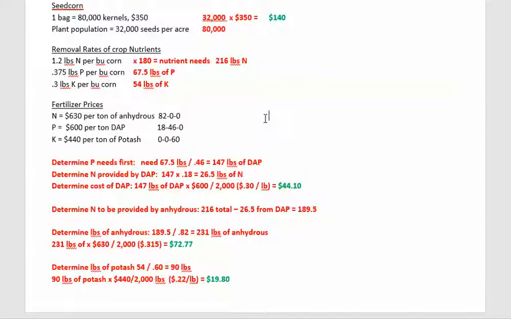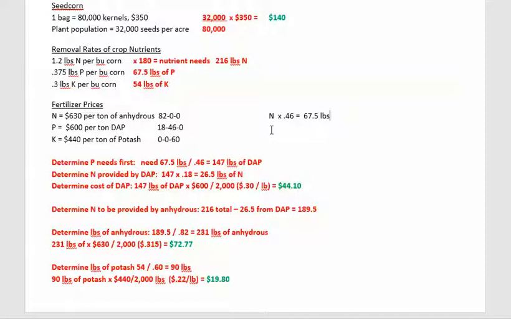Well, we don't know how many pounds of fertilizer. That's X, or N, not meaning nitrogen. N pounds of fertilizer times 46% phosphorus needs to equal 67.5 pounds of phosphorus. Well, how do you solve for N there? You take 67.5 and divide by 0.46. And that's what I have done down here.